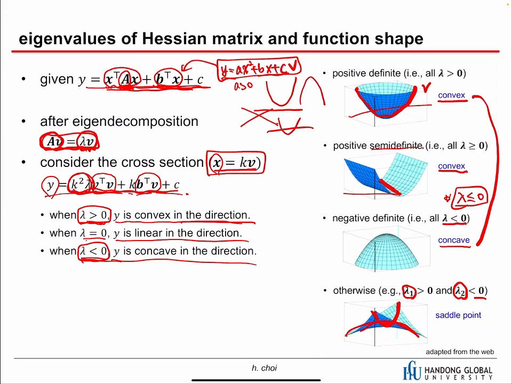You know what the saddle is? A saddle is kind of the seat on top of a horse. So it looks like this. I don't know how to draw this figure nicely. Something like this. So at this point, this is concave and this is convex. That's why we call it a saddle point.